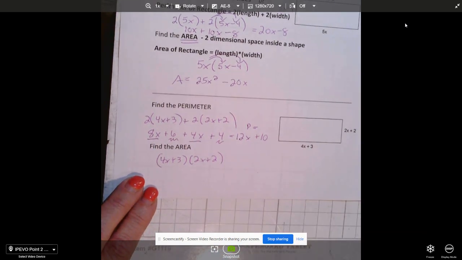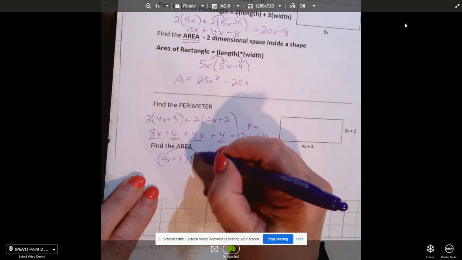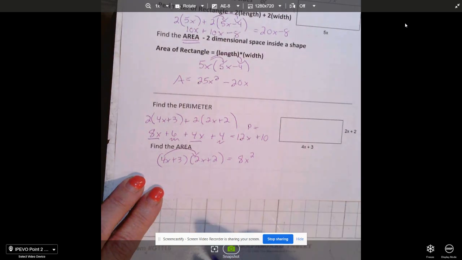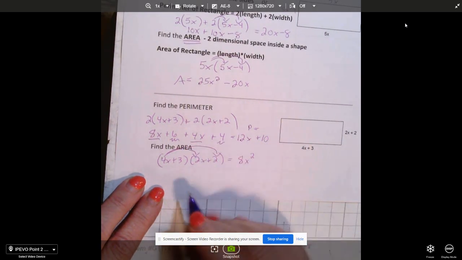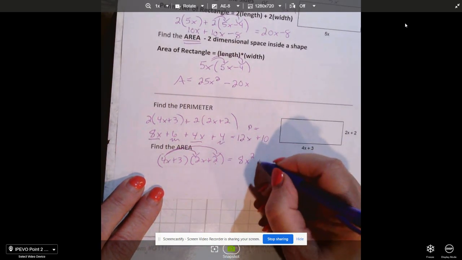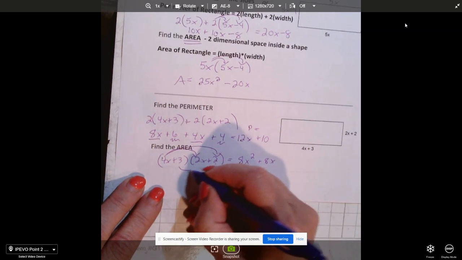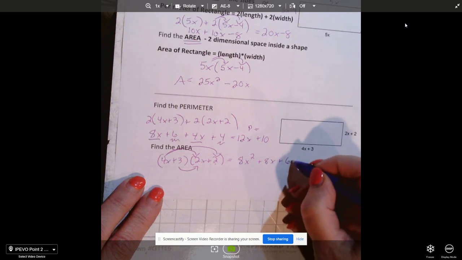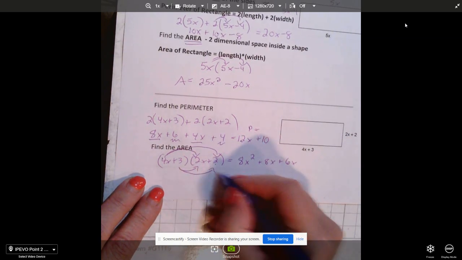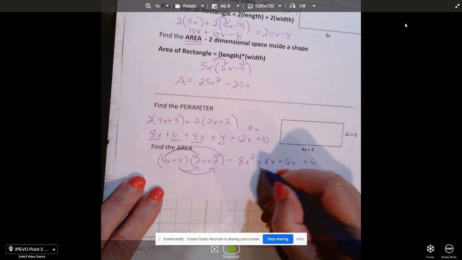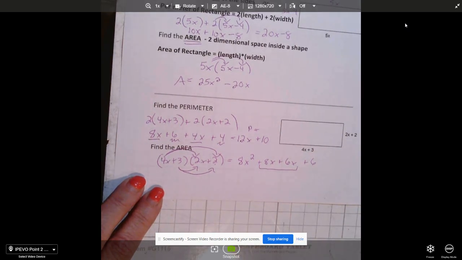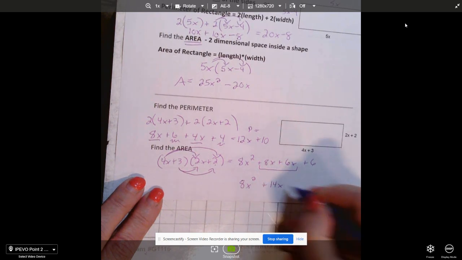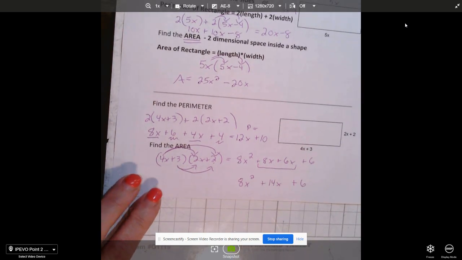Now we have to do that double distributing or foiling. So I'm going to multiply those two together. That'll give me an 8x squared. And I'll multiply those two together, 4x times 2, which will give me an 8x. I'm going to multiply those two together, which will give me a 6x. And I'll multiply the first and the last together for a plus 6. These here will be my like terms. So I'll say 8x squared plus 14x plus 6. And that is now my expression for the area.